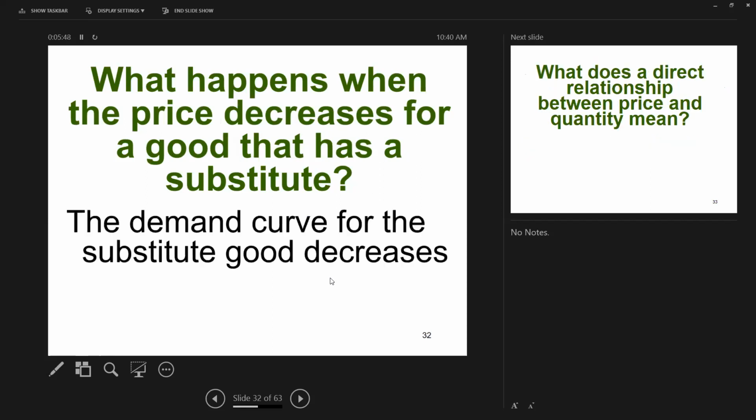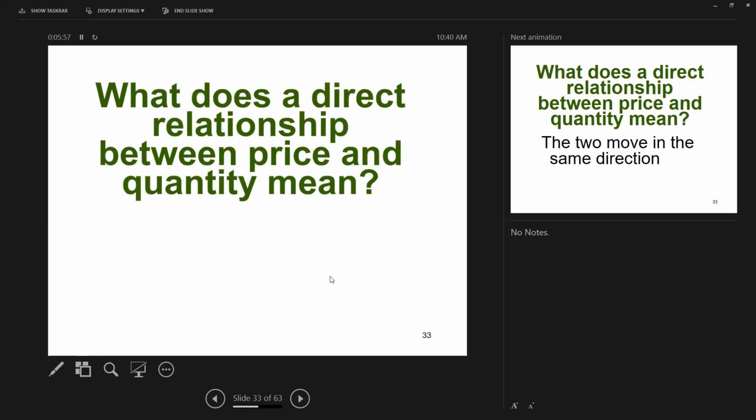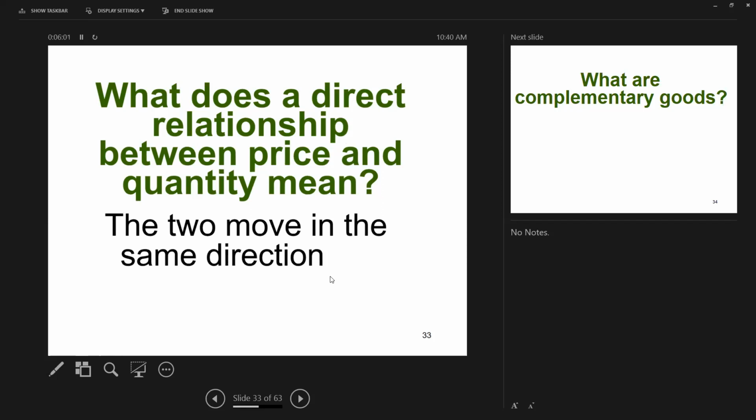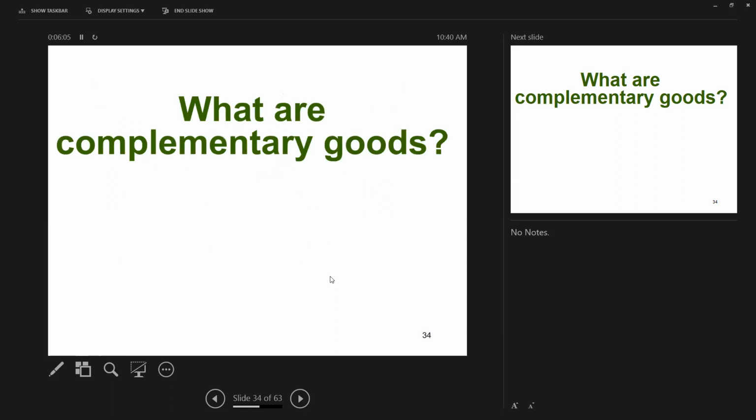When the price of a good decreases, that causes the demand curve for its substitute good to decrease. And we've talked about that already with Coke and Pepsi. So there is a direct relationship between price and demand, my fault, when we talk about substitutes.